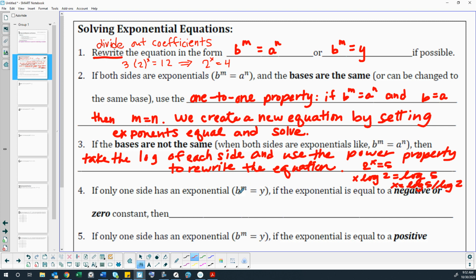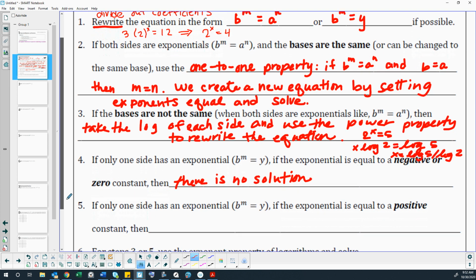If only one side has an exponential, like we have a number to a power equals just a constant, and if that exponential is equal to a negative or 0 constant, then we have no solution. We can't take the logarithm of a negative or 0. It's not possible to take a number to a power and get a 0 or a negative answer.